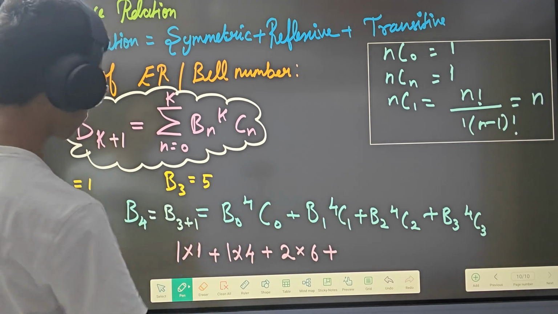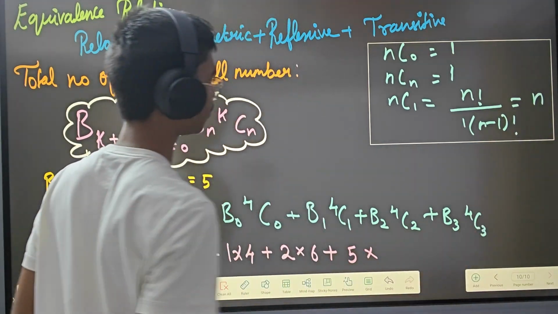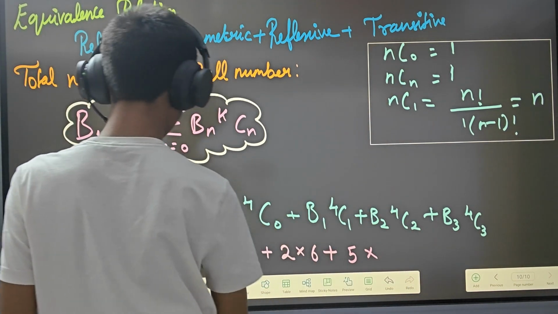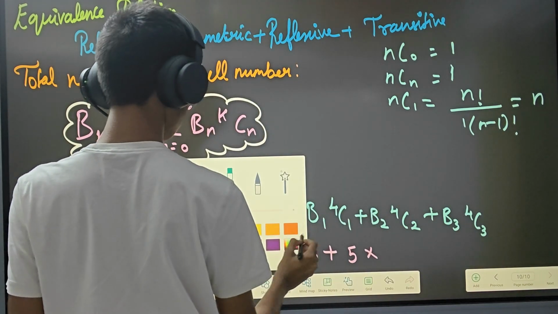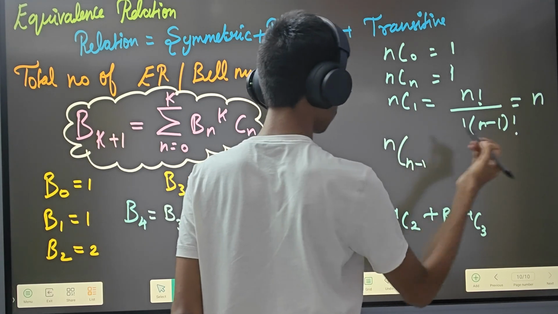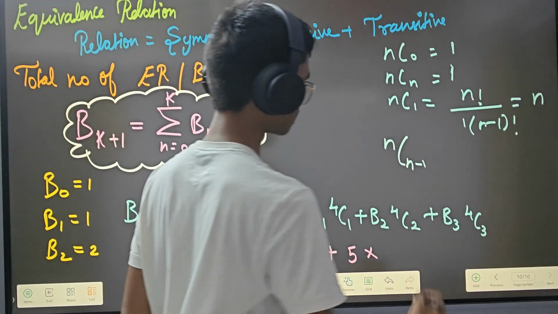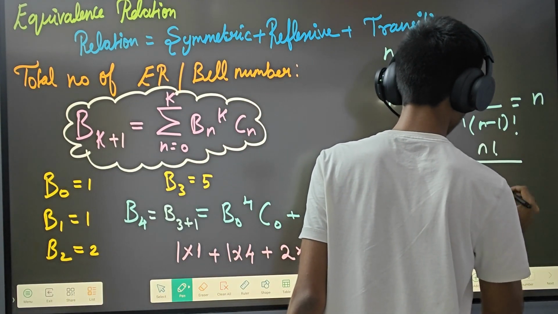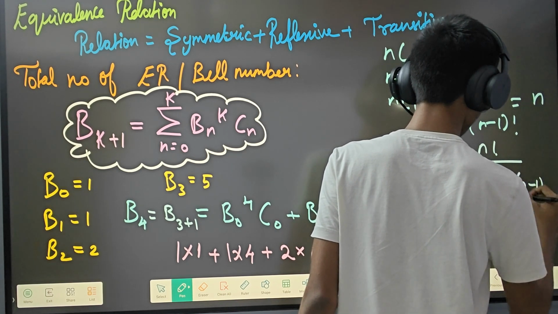Plus next is B3. What is B3? B3 is equal to 5, so 5 into 4C3. What is 4C3? This also we will write over here itself. Which is nC(n minus 1), right? Which is equal to n factorial whole divided by (n minus 1) the whole factorial into (n minus (n minus 1)) the whole factorial.